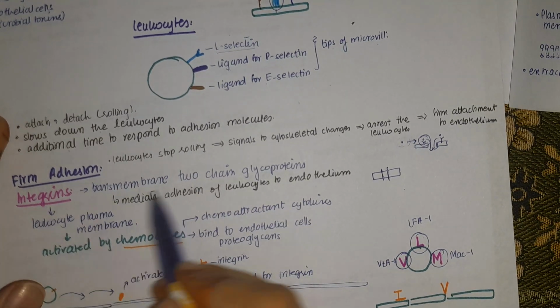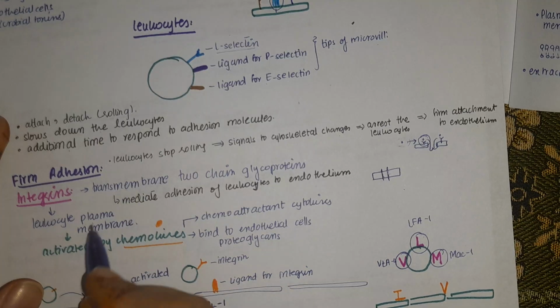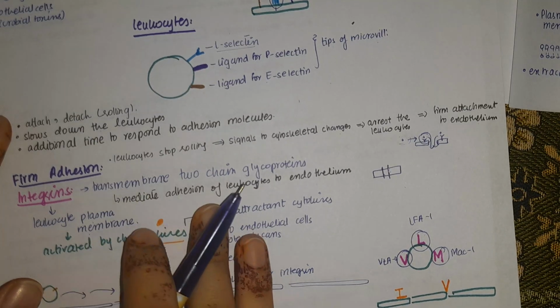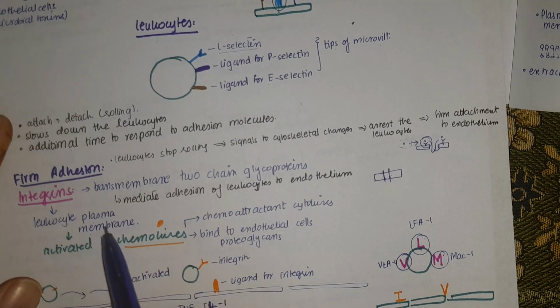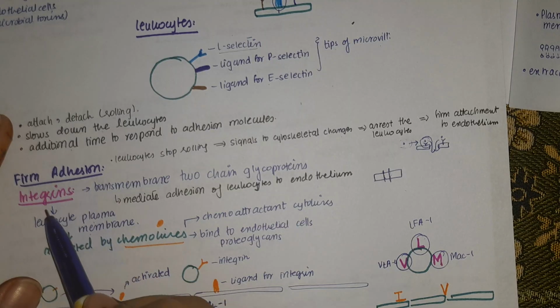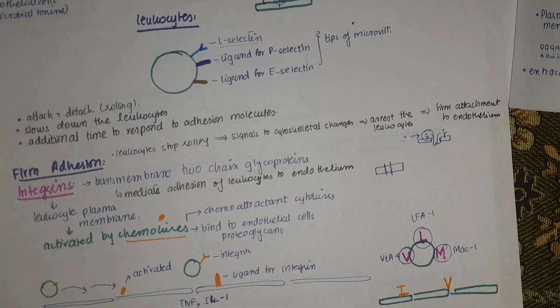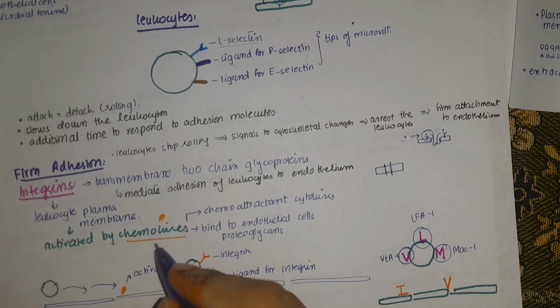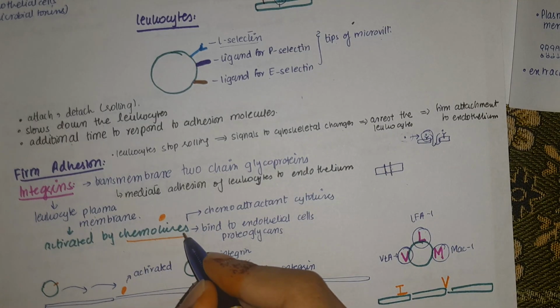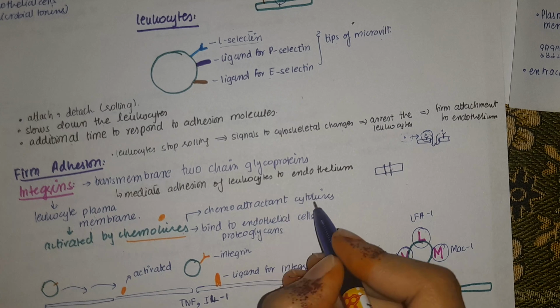Mainly, because they are transmembrane, they will be present in the leukocyte plasma membrane. The location is very important. The leukocyte plasma membrane will be the location of integrins. Now they are also expressed, but when are they expressed? They are expressed or activated by chemokines, which are chemoattractant cytokines.